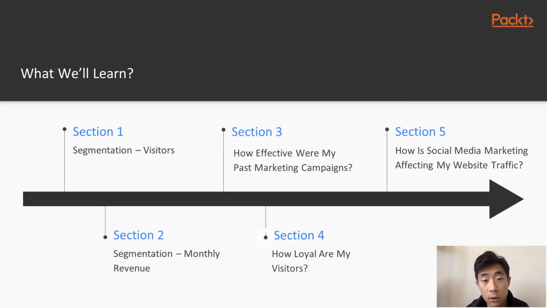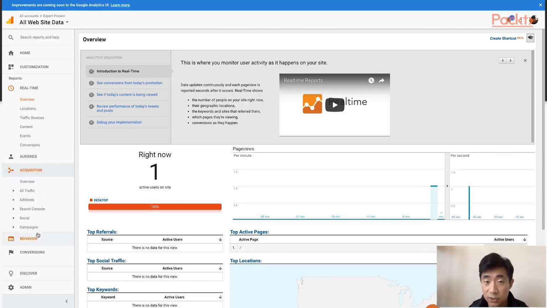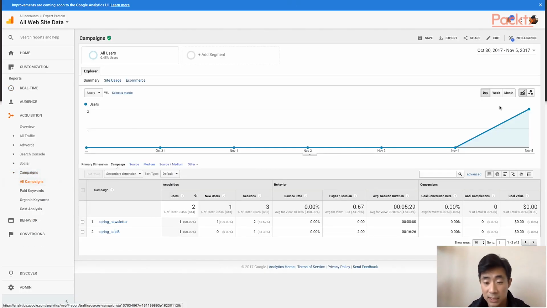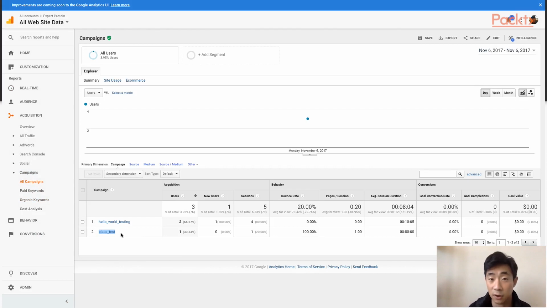And in section 4, we're going to ask a broader question about customer loyalty. We're going to see different ways we can track or measure customer loyalty using embedded image tags or UTM parameters to really get a very detailed picture about visitors and how much they're coming back, how much they're unsubscribing or reading emails that we send them.